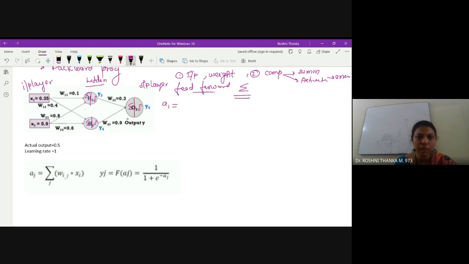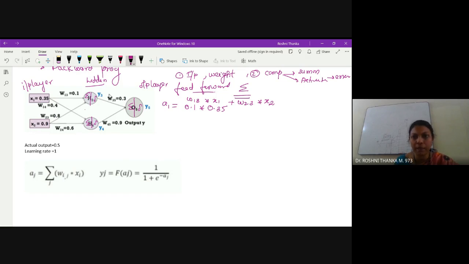Weight into input. So the weight there is w13 into x1, whose value is 0.35. Let me write the equation: weight w13 into x1 plus, what is the other input we are getting for this particular computation node? This is the second attribute, so the weight of that is w23 into the x2 attribute. These are the two inputs we are getting for it.